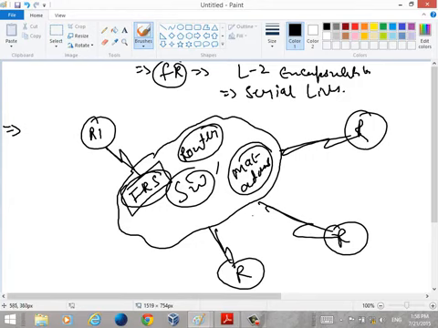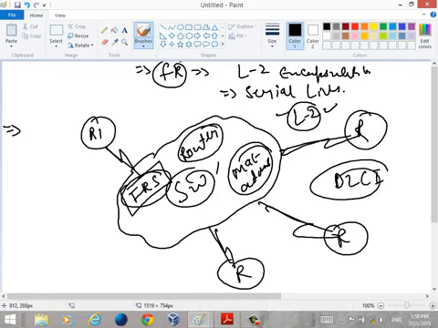So what information will I use at layer 2? I will use DLCI. DLCI stands for data link control identifier. Data link control.